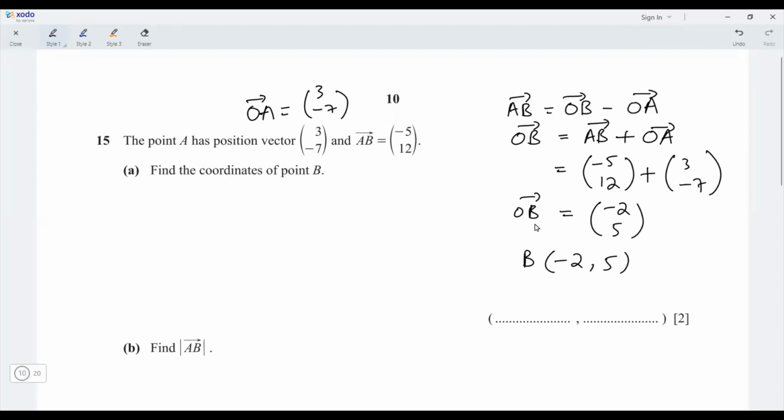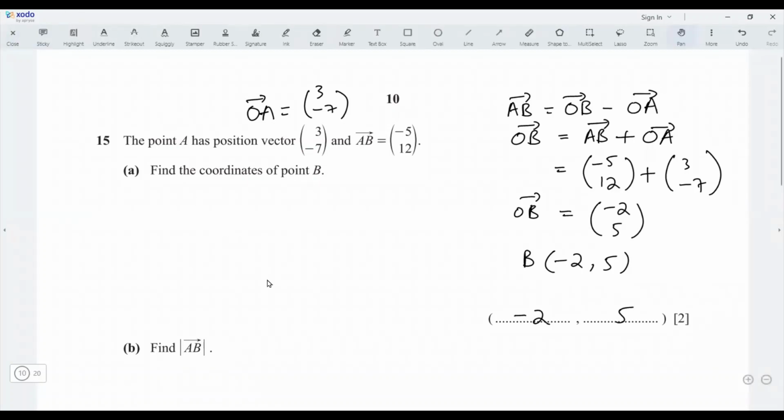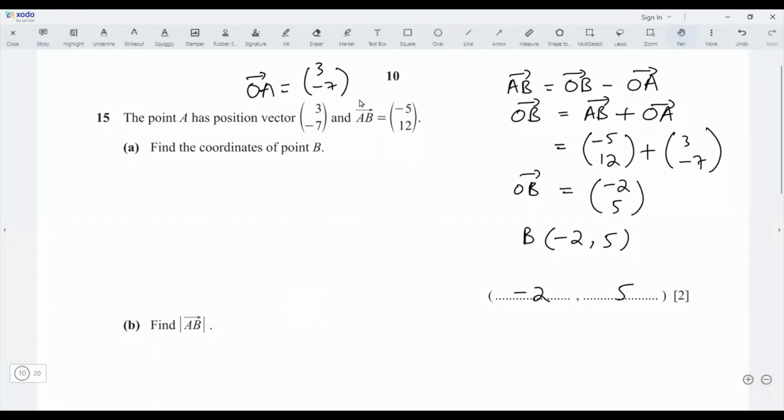So a representation of a position vector in terms of coordinates will be like this. We can write down negative 2 here and 5 here. This will be the answer for the coordinates of point B. In the next question, we have to find the magnitude of the AB vector. So the AB vector is given.